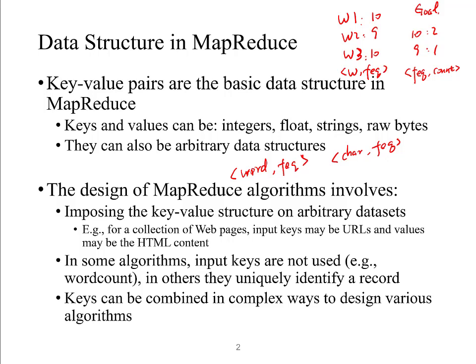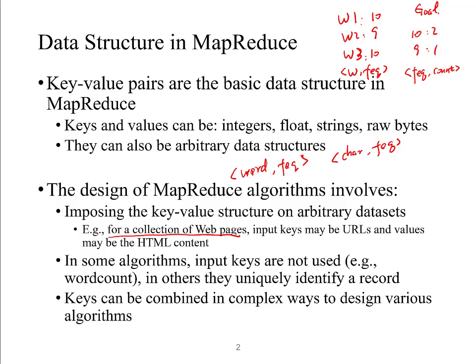So the key value pairs could change, of course, and their types and the meanings behind them totally depend on your purpose and your design. All right. So here's another example. Say for a collection of web pages, input keys could be URLs, and the values could be the HTML content. In some algorithms, the input keys are not used.